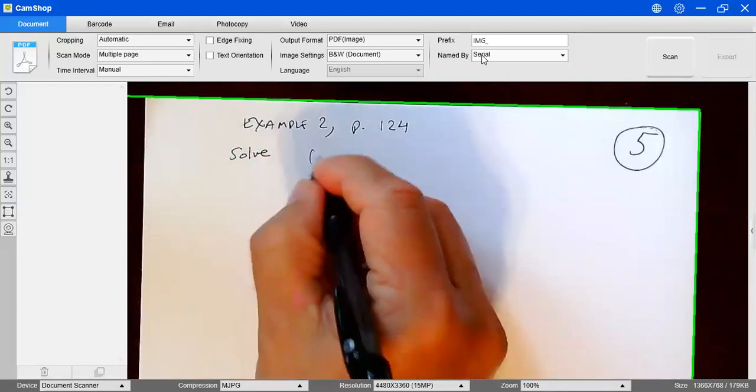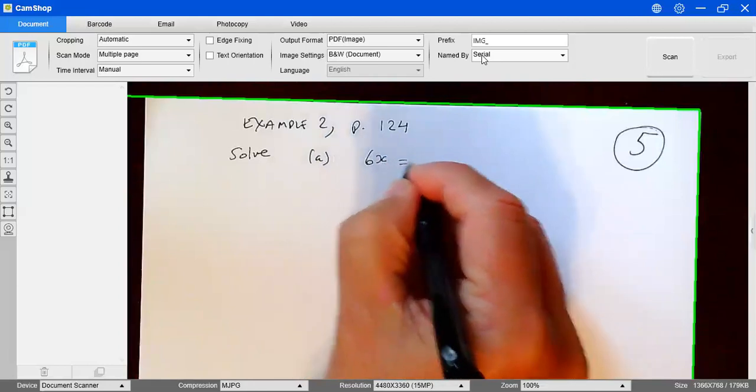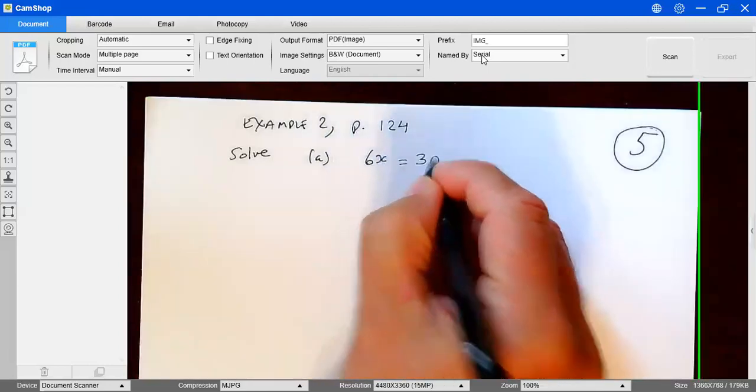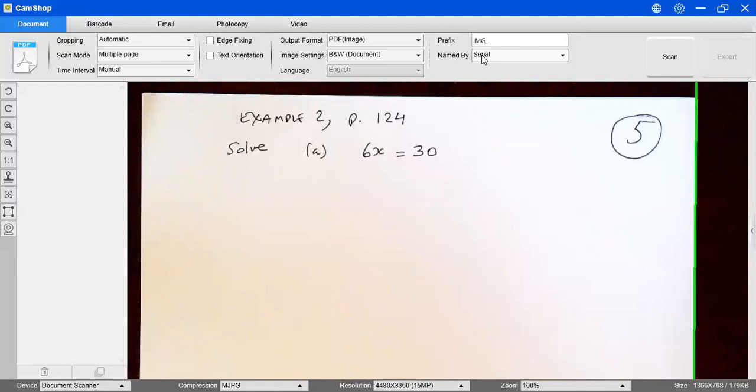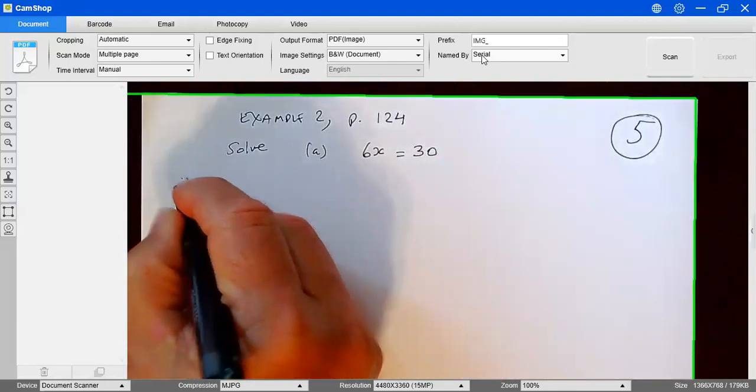The first problem is just 6x equals 30. So now we need to solve for x. In the previous example, we learned how to remove denominators. Now we're gonna remove coefficients. So we're going to use the multiplication property.